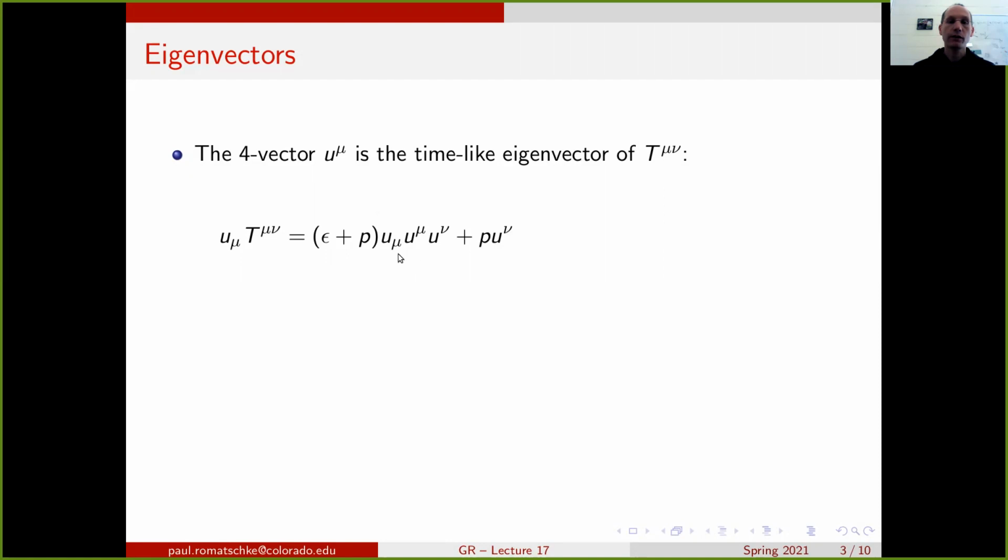For the second term, we now have U_μ appearing twice. We can pull out the 4-vector U^ν from both of these expressions, and we have the remainder in these brackets here. And I have noted that the combination U_μ U^μ is nothing else but our -1. That's how the 4-vector U^μ was normalized in the first place. And since we now have a -1 and P appearing twice in this bracket, the P here cancels, and we find that U_μ T^{μν} is equal to minus epsilon times U^ν.